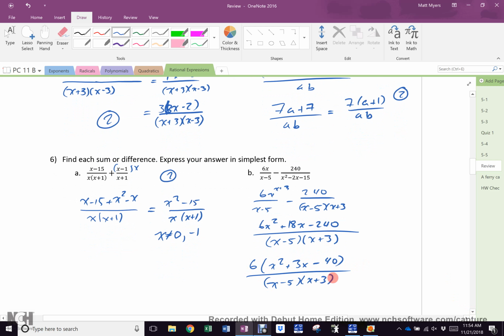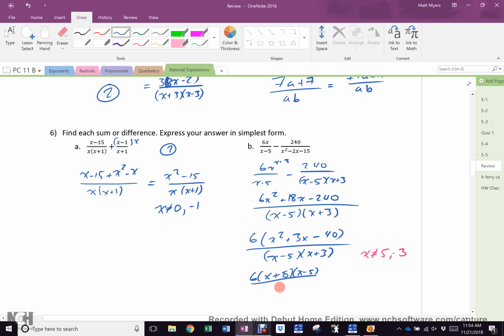Am I totally factored now? No. So what do I check for? I'm not totally factored. Am I factored enough to check for restrictions? Yes. 5 and negative 3. X cannot equal 5 or negative 3. Back to where we were working. 6, x plus 8, x minus 5 over x plus 3, x minus 5. Cancel, cancel. Final answer, 6 x plus 8 over x plus 3.